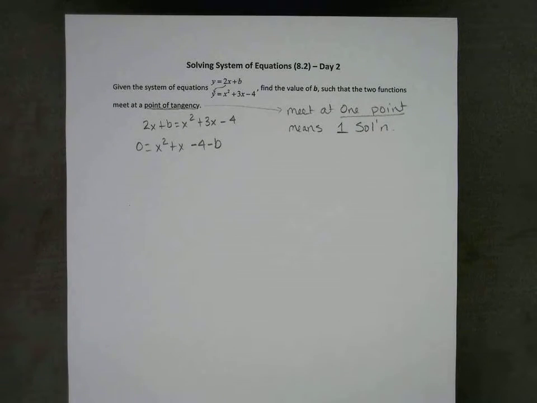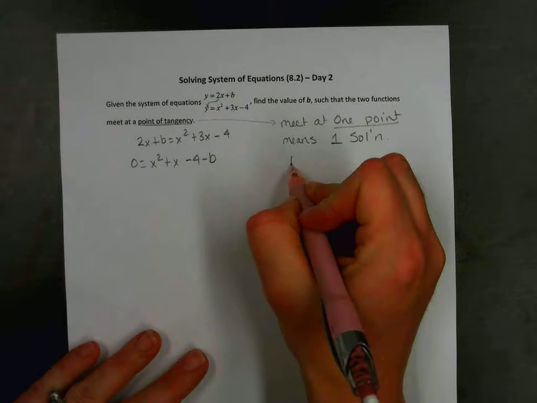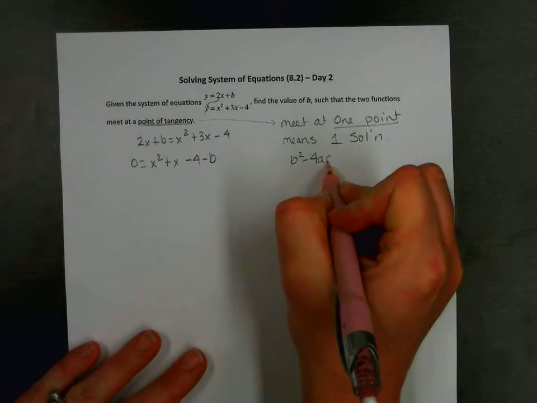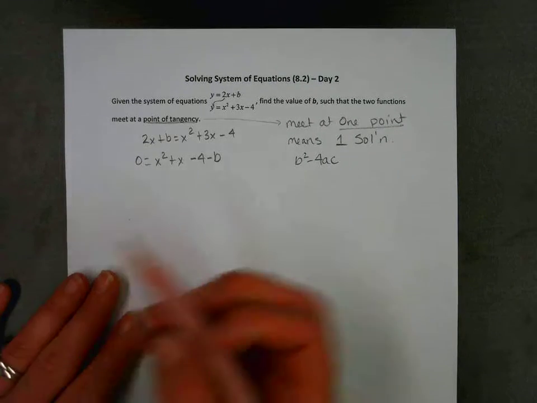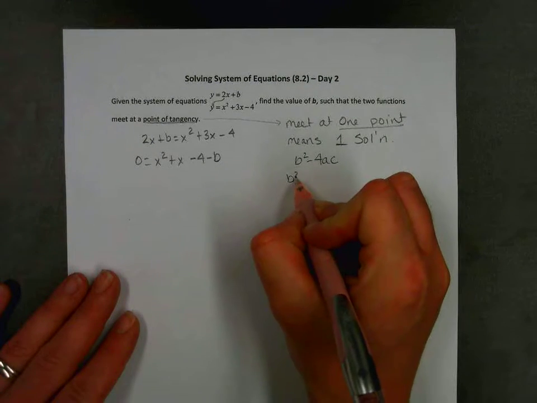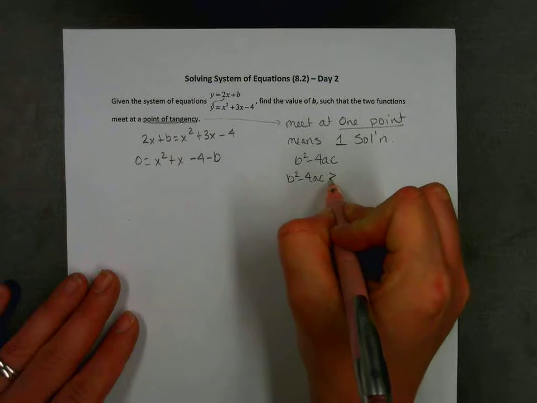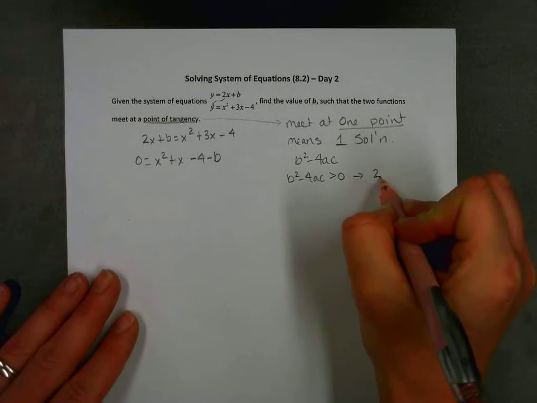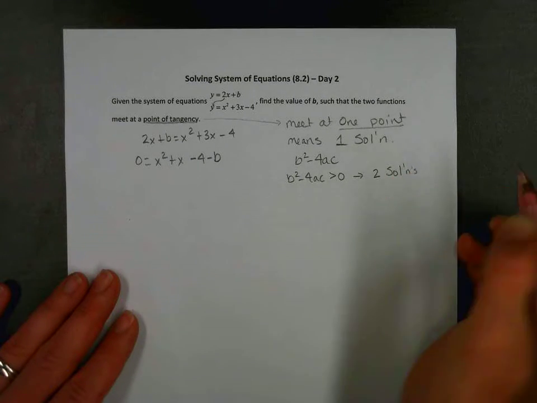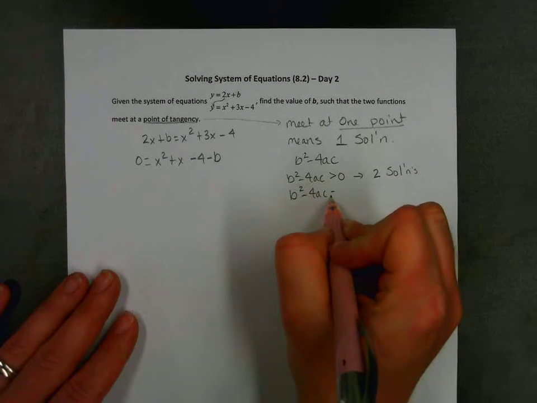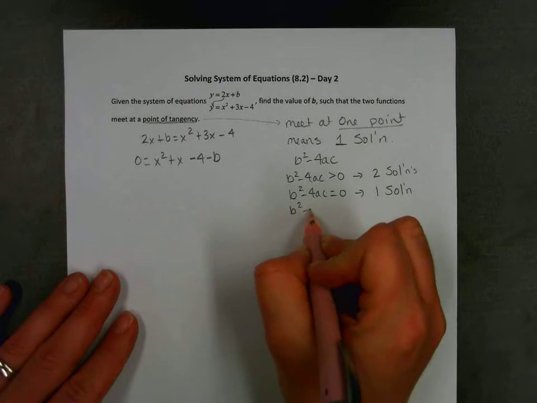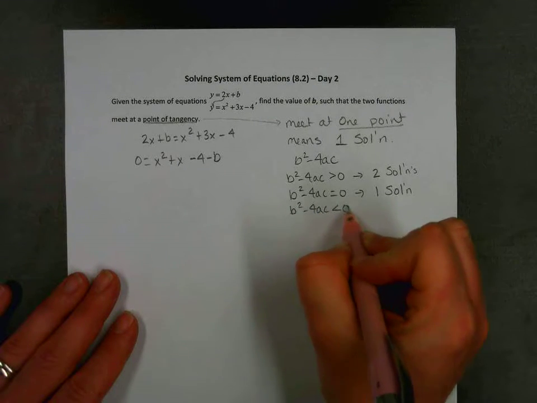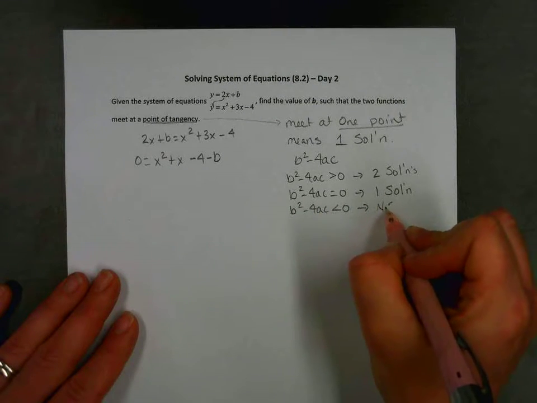So what we want to think about is going back to our quadratics unit and thinking about that discriminant value, b squared minus 4ac, and what that discriminant value told us about our quadratic function. What it told us is that if our discriminant is positive, this creates two solutions. If our discriminant is equal to 0, this creates one solution. And if our discriminant is less than 0, so negative, this creates no solution.